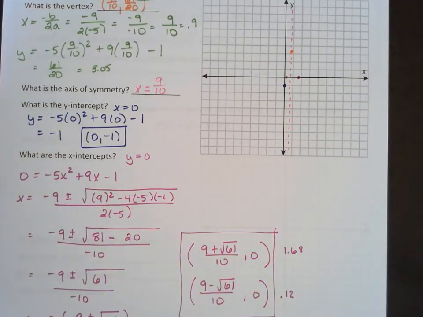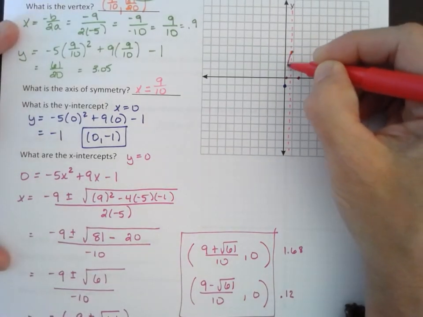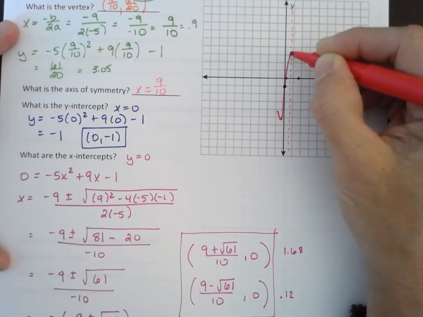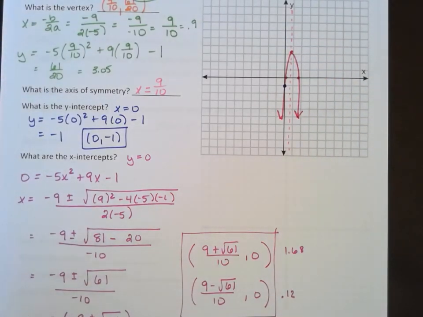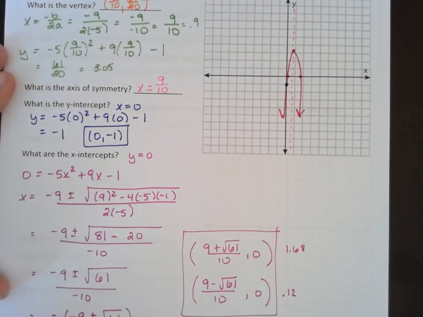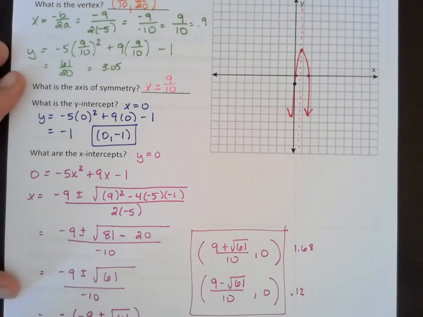We have our two x-intercepts and our y-intercept, and we can sketch our graph from there. I didn't draw that very well, but you get the idea. What are the domain and range of this function?